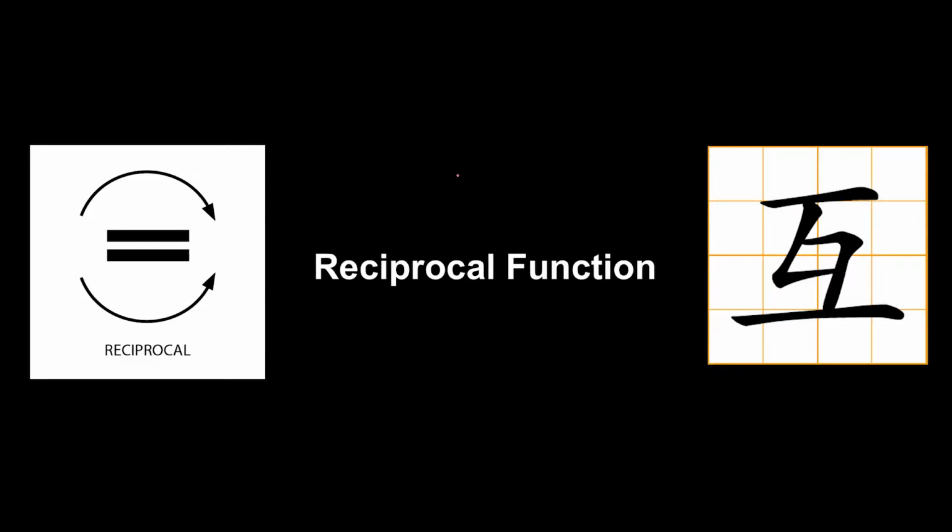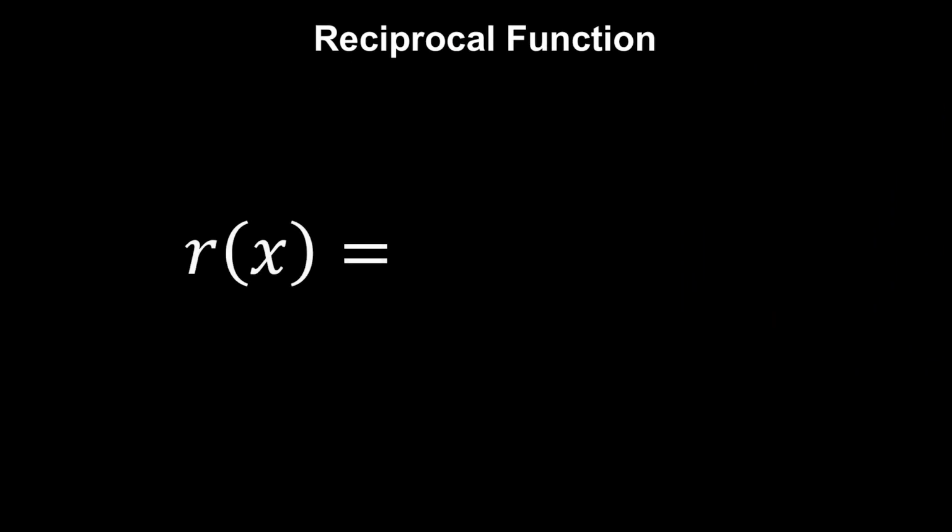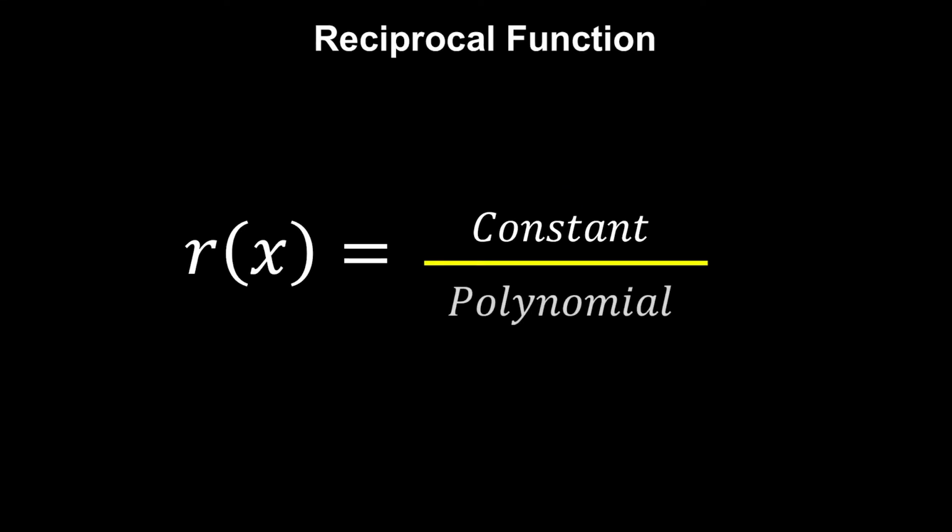Reciprocal functions are always represented by a fraction where the top part, which is the numerator, is a constant. Constant means that there's no variable, such as 2, 3 or 4. Meanwhile, the denominator will be a polynomial. It means that there are variables or expressions, something like x plus 2, x squared plus 3 and so on. So the unknown is situated in the denominator.